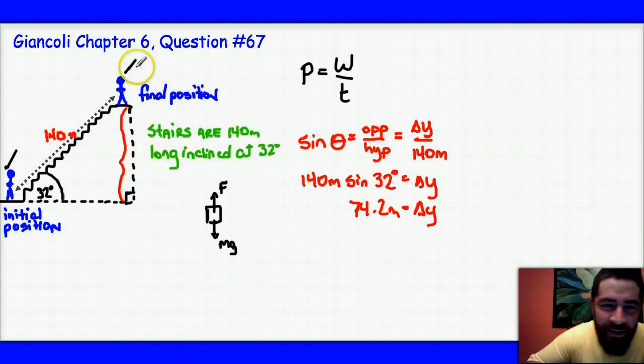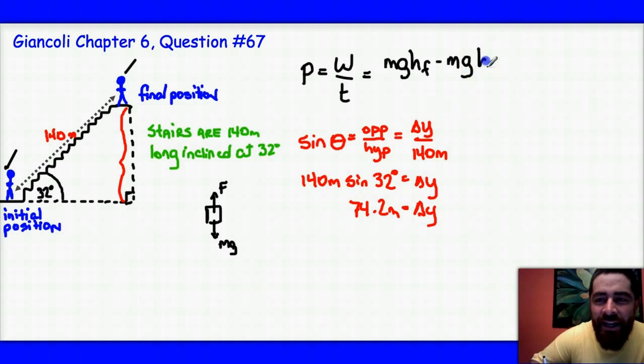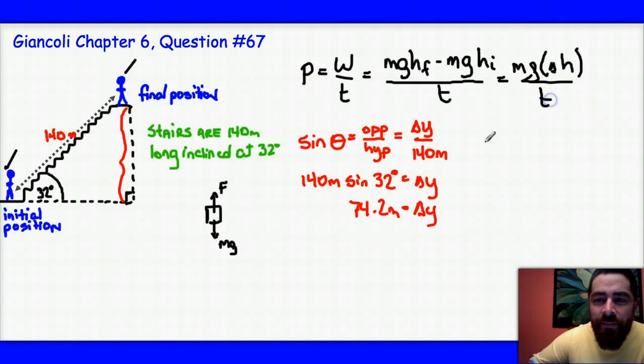Either way that you look at it, whether in terms of gravitational potential energy being the work done, I'll go ahead and write that out as mgh final minus mgh initial over time. So the change in my energy state between the final and the initial state is just going to be mg times delta h over time.